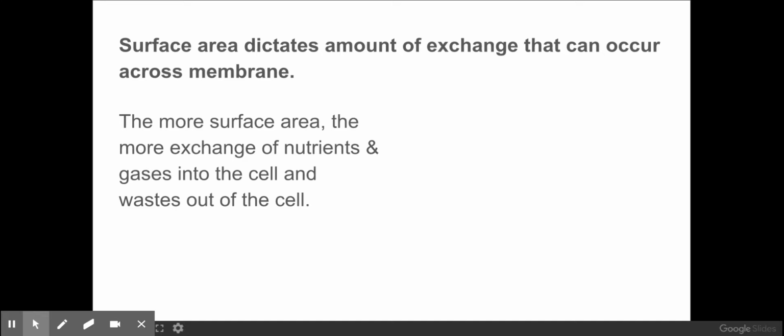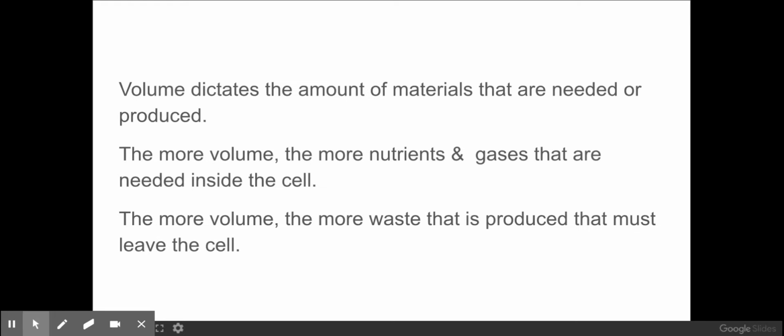The surface area, or how much membrane you have, is going to dictate the amount of exchange that can occur. More surface area means more exchange of nutrients and gases into the cell, and faster diffusion of wastes out of the cell. Volume dictates the amount of materials that are needed or that are going to be produced. So more volume, more nutrients and gases are going to be needed. Also, the more volume, the more waste is going to be produced. So now you have these two conflicting things going on.